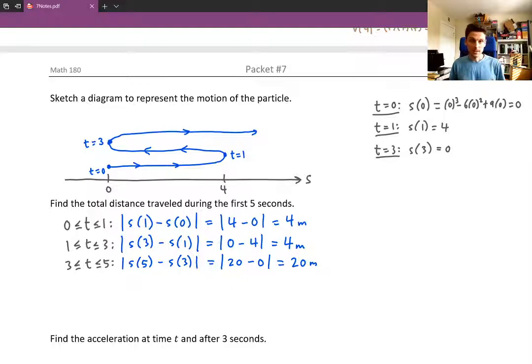So these are the distances on each leg of the journey. Then to get the total distance, we add them all up. 4 plus 4 plus 20, which is 28 meters. It's quite a long way for a particle to travel in 5 seconds.